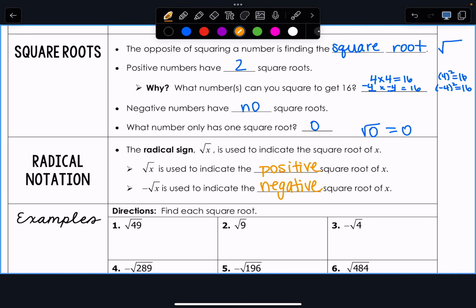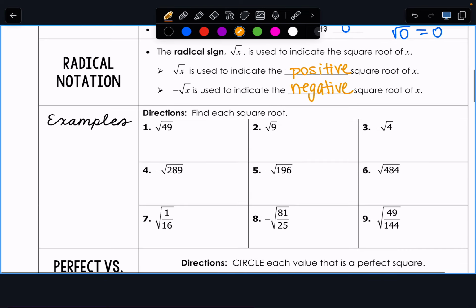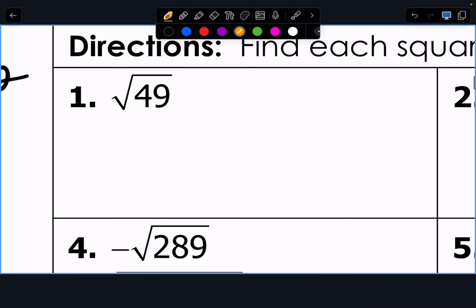So, without looking at page 3, let's see if we can do some of these. Don't shout it out. Think of it first. The square root of 49. I'm asking you what number squared is 49? Didn't I just say don't shout it out? Landon says 7. Do you agree?